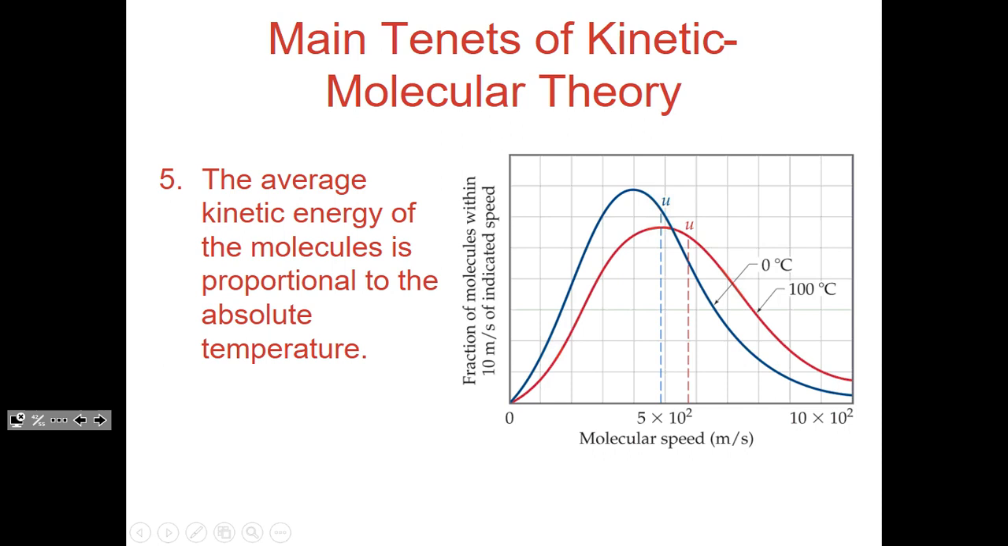The higher the temperature, the higher the average velocity of the particles, which would mean the higher the average kinetic energy. And once again, remember the red situation is the higher temperature, higher average kinetic energy situation. Now, the U that you see on each of these two graphs is actually what's known as the root mean square speed, the RMS speed.